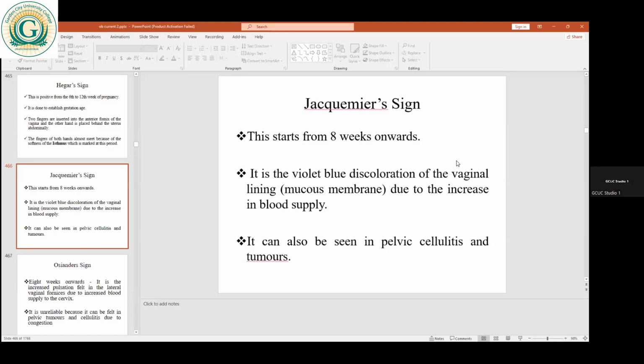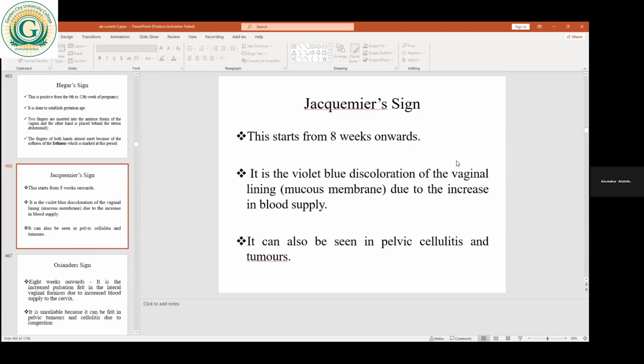And then we have Jacquemier's sign. At 8 weeks, this sign comes in. It is the violet discoloration of the vaginal lining. You put in the speculum, raise the vaginal wall, and you see the color of the wall has changed. This can also happen when you have cellulitis of the pelvis, so it's not a very strong point.